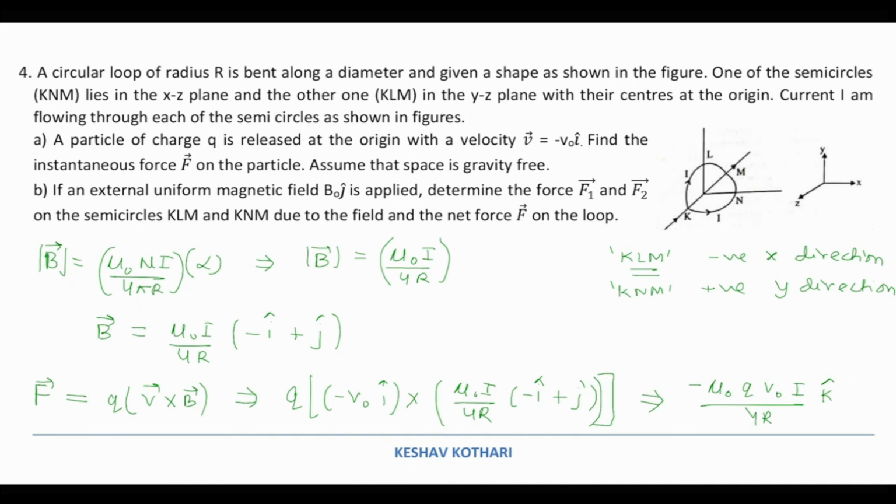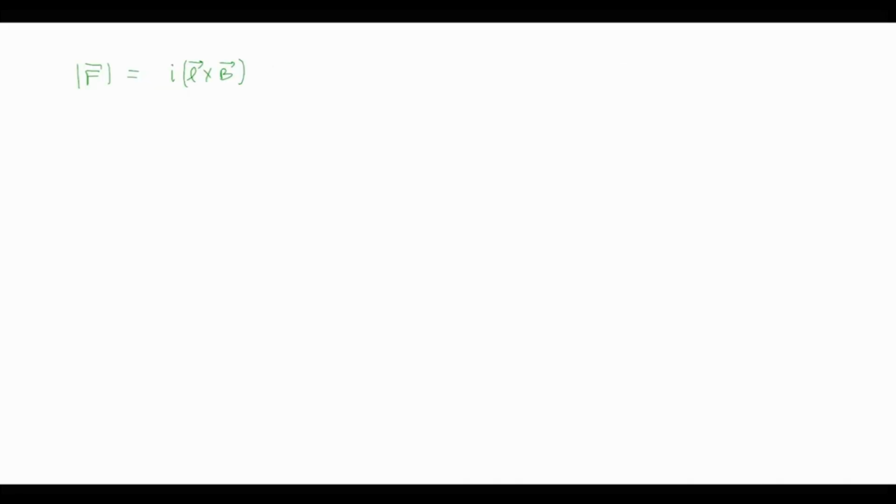In case of an irregular shaped conductor placed in the magnetic field, we use the length as the shortest distance between the two ends of the conductor. Hence, the force vector on KM can be written as B I into 2R. And if we use Fleming's left hand rule, we will obtain that the direction of force is along the i cap direction, which is equal to 2BIR i cap. The force acting on the loops, that is KLM and KNM, is going to be the same, and it can be calculated from the force on KM, which we have obtained as 2BIR in the i cap direction.